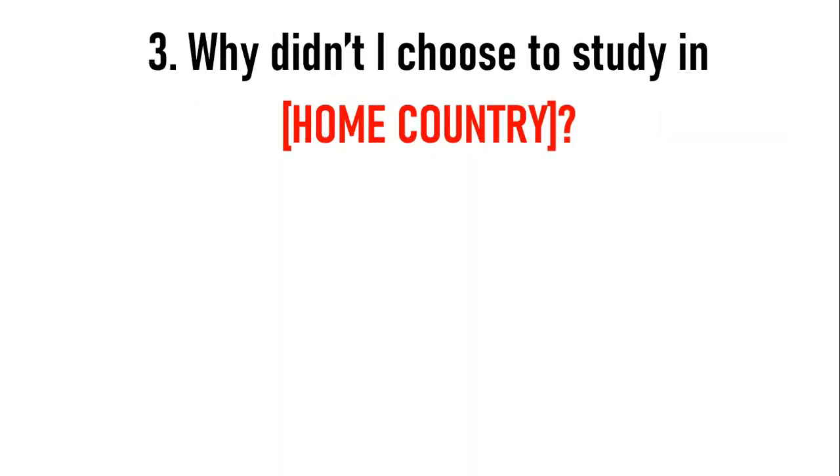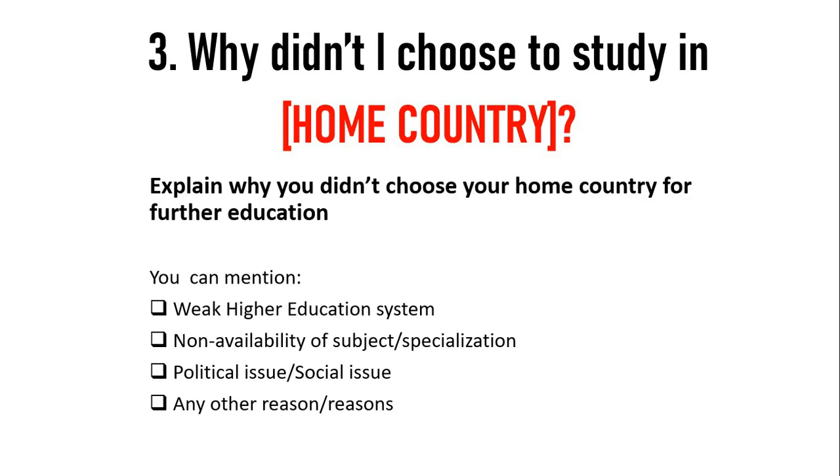Third key point is, why didn't I choose to study in my home country? For example, why didn't I choose to study in India or China or Bangladesh? So here you will explain why didn't you choose your home country for further education, and you can include points such as weak higher education system in your country, or non-availability of a particular subject that you were interested in, or a particular specialization is not available in your home country, or any political or social issue which made you choose a foreign country for higher education, or any other reason that you feel is suitable.